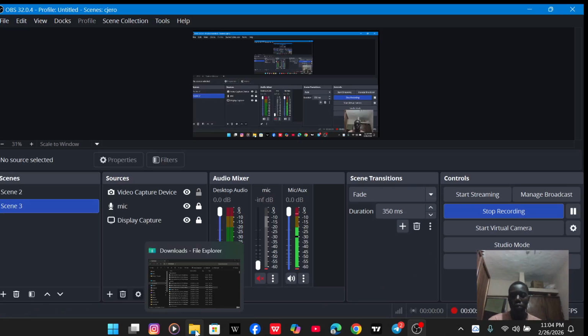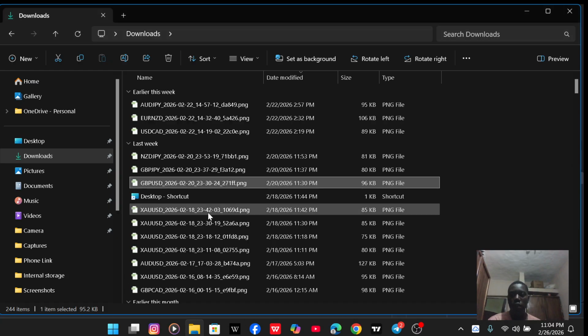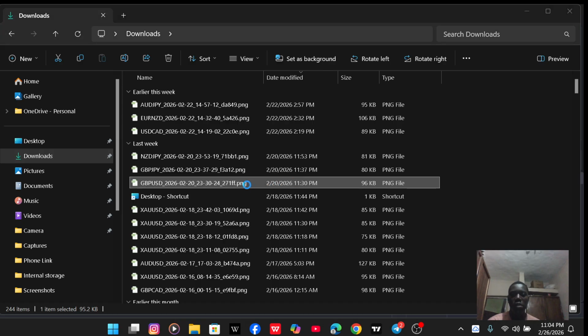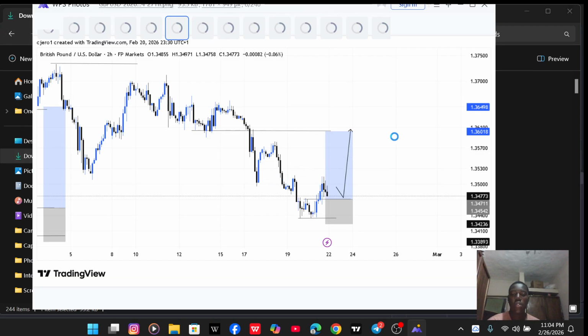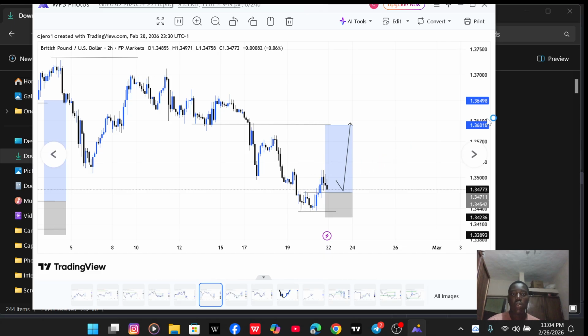I want to give a trade breakdown of the GBP USD trade I posted in our Telegram channel that was somehow profitable, but I think came back to our entry. You get? So this was the trade, although I've been monitoring it for a while now.